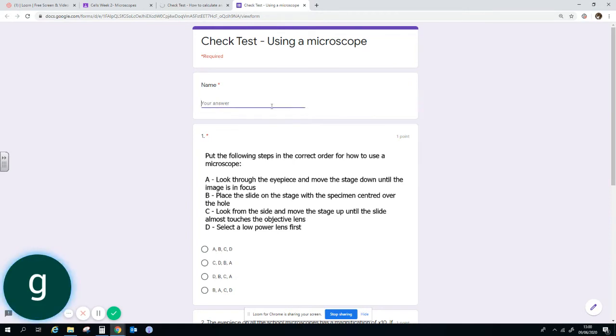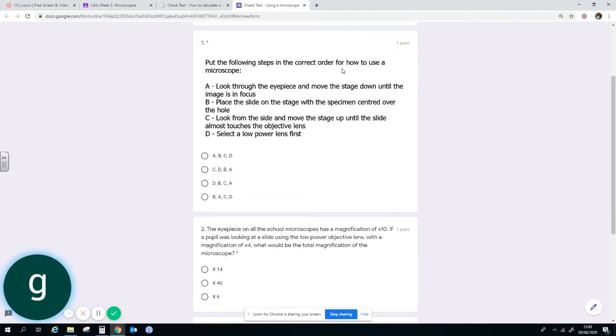For the microscope one, this is how it works. Put these steps in the correct order to show how to use a microscope. So the first thing we would do is we select the lowest power lens first. This makes sure that we don't forget to do it at any point in this sequence. So you start with the lowest power lens, which is D. You then place the slide on the stage with the specimen centered over the hole. You would then look from the side and make sure the stage as it rises doesn't touch the objective lens.